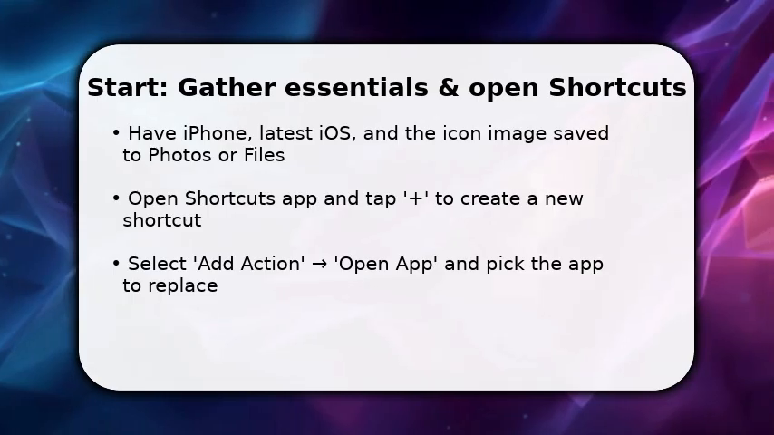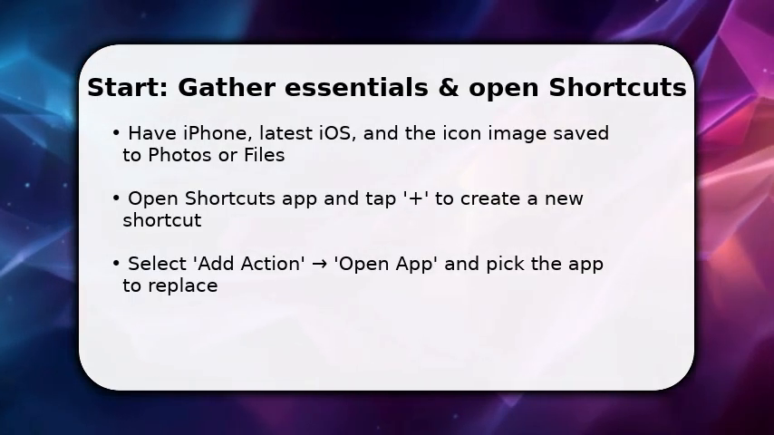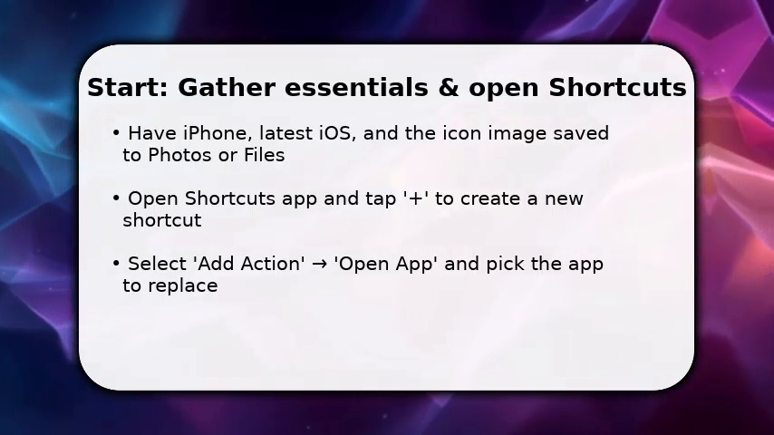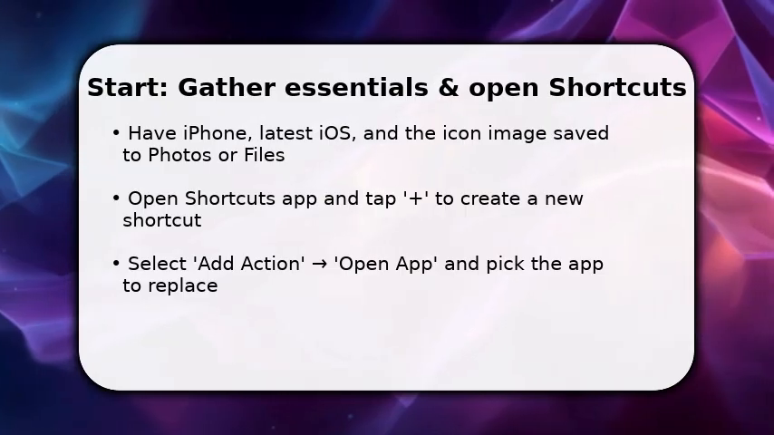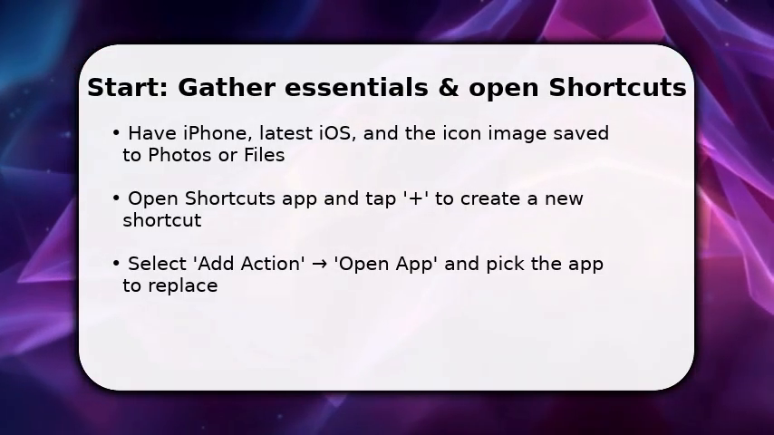Enjoy the video. You will start by preparing the image and opening Shortcuts so you can create an icon wrapper. First, confirm your image is in Photos or Files and sized square for best results. You can crop later. Next, open Shortcuts and tap the plus to create a new shortcut.